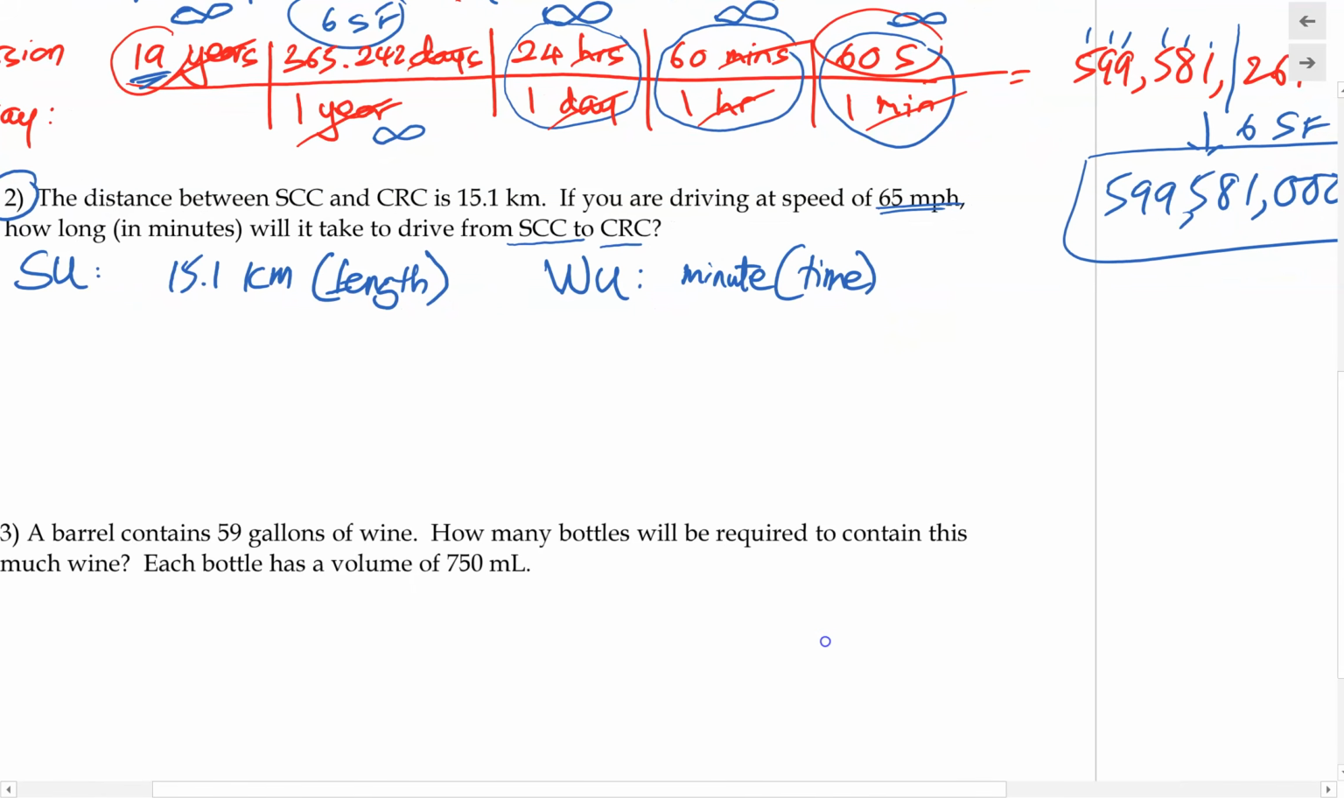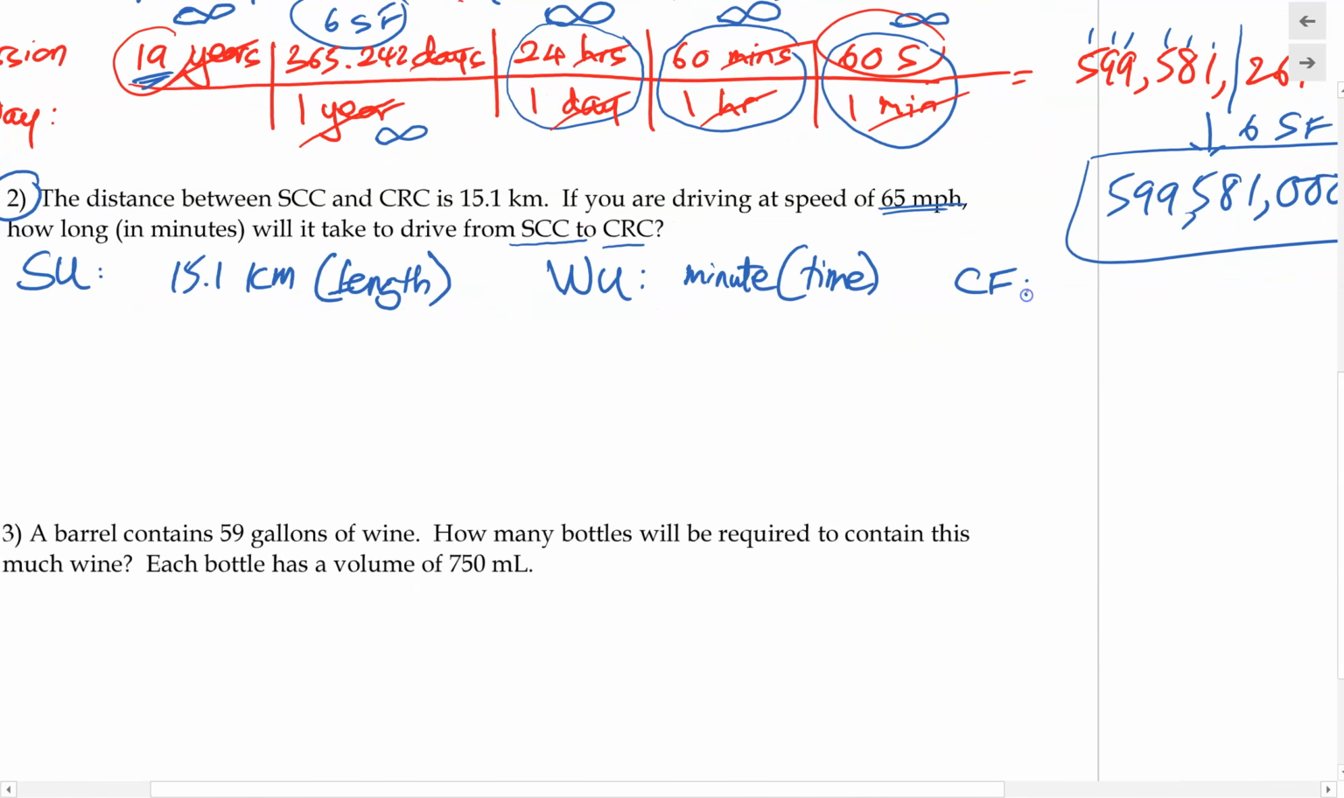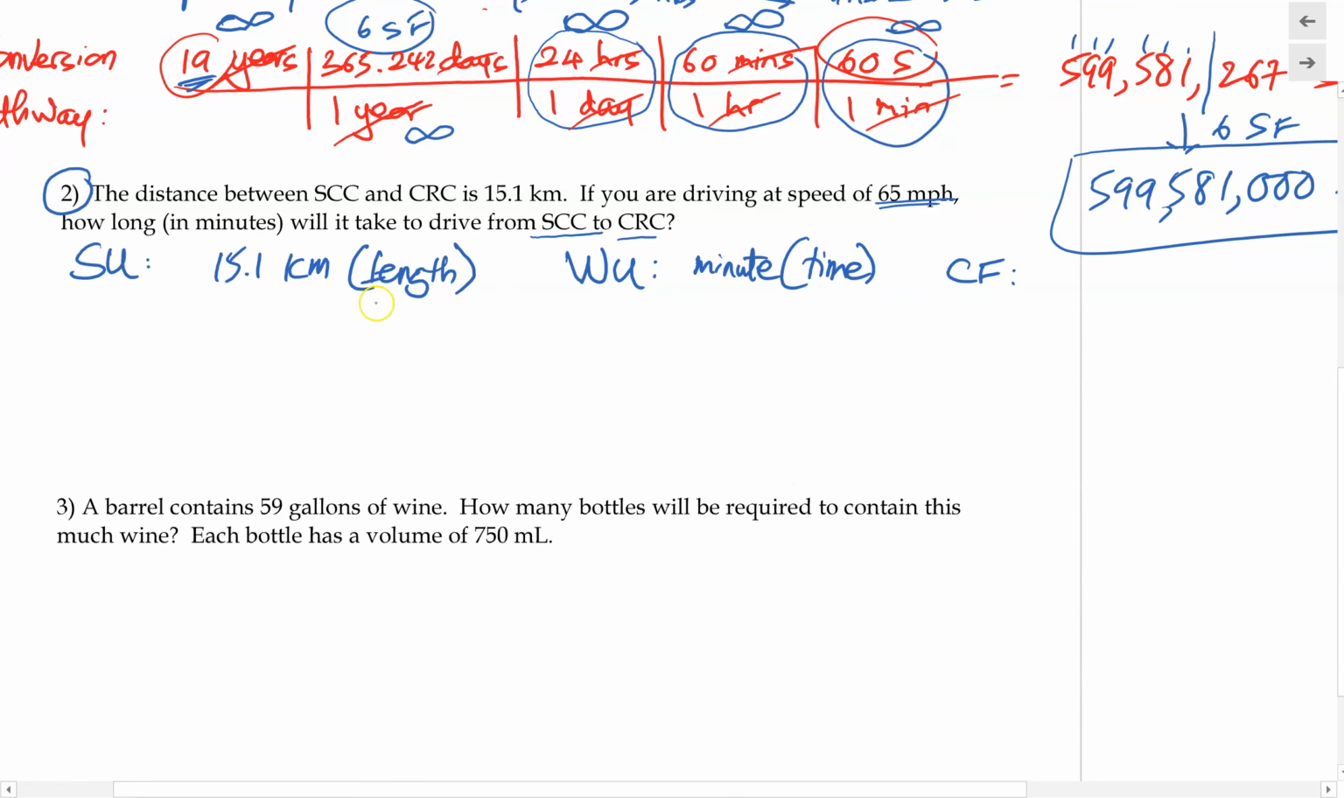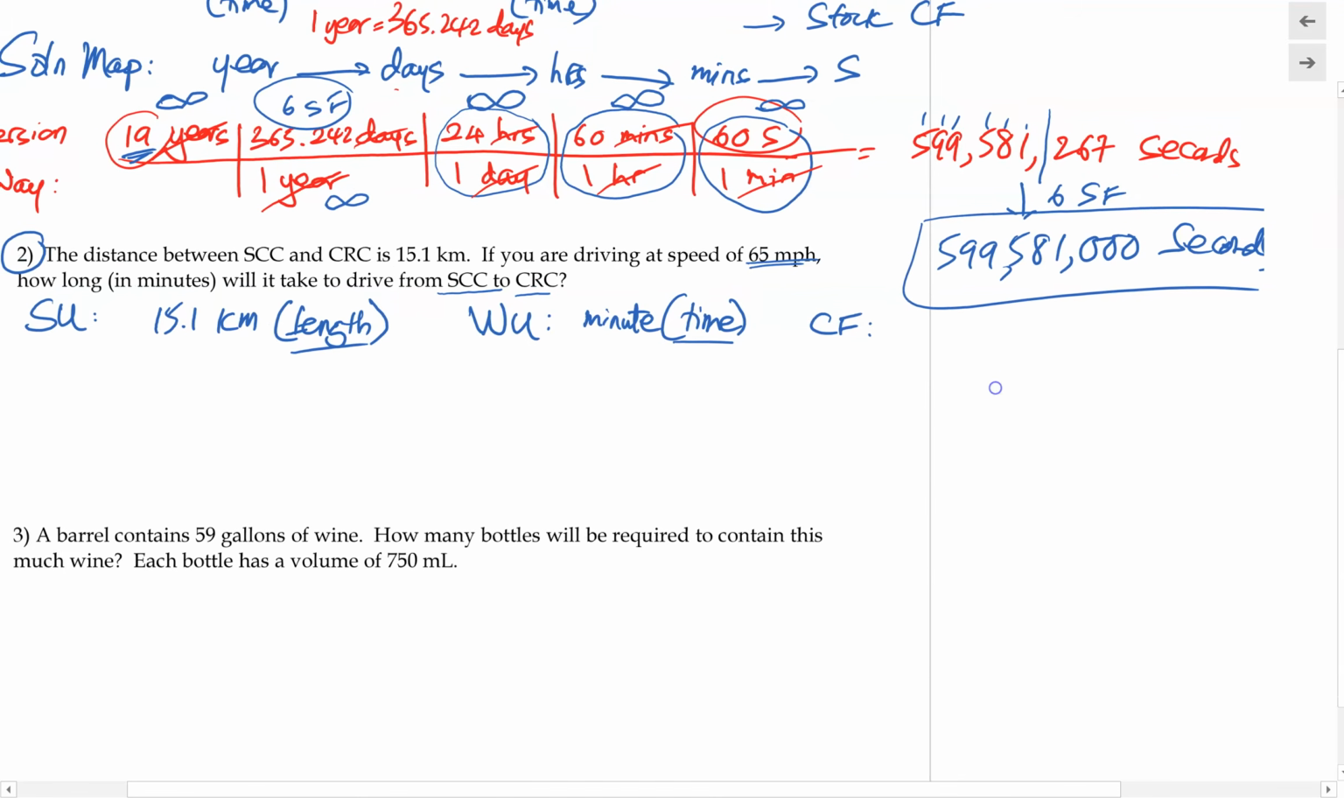So here in this case right here, we need to be able to convert from length into time. So that is the conversion factor that we need to find within this problem, something that relates length to time. Because once we have identified the starting unit and the wanted unit already, it helps guide us what kind of information from the problem we need to find, right?